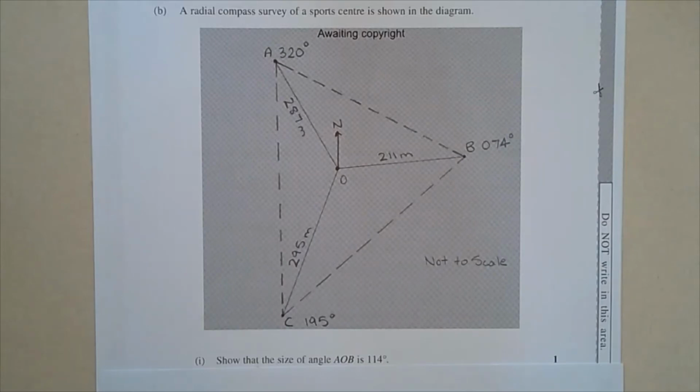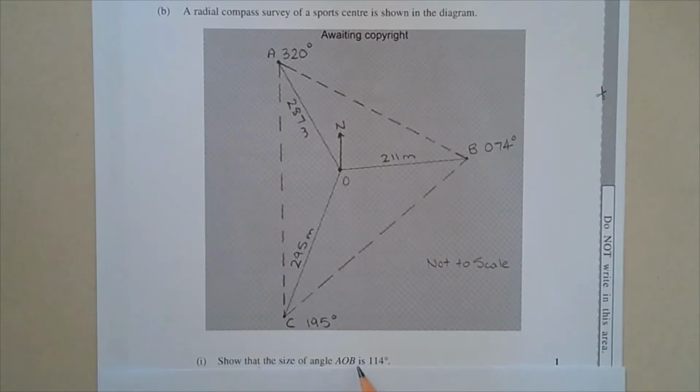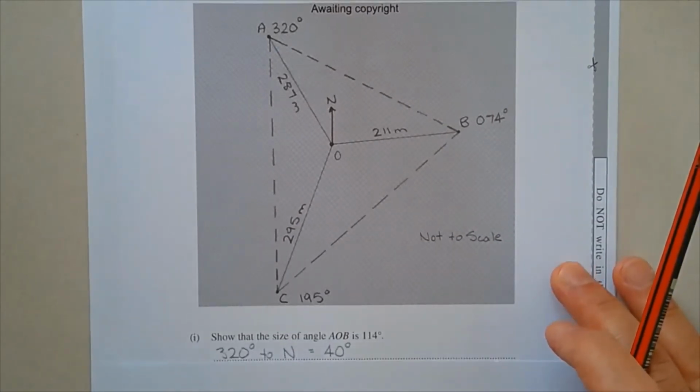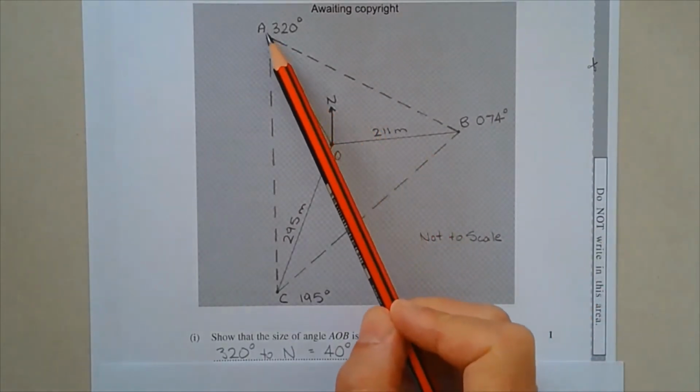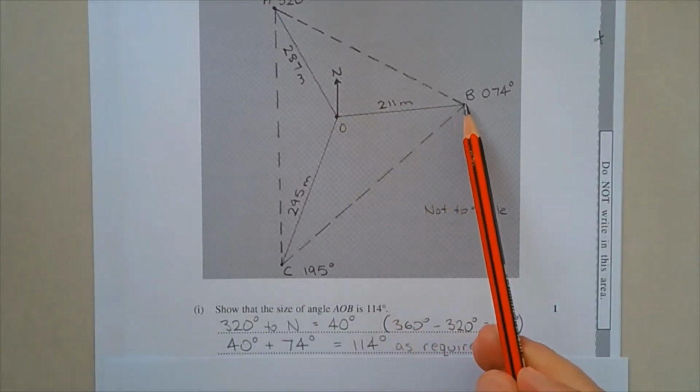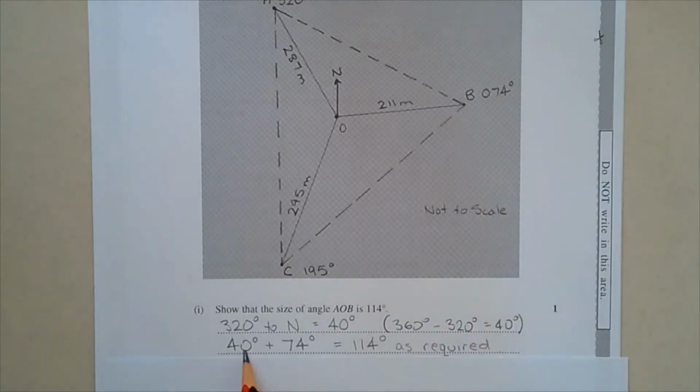Question 28B. A radial compass survey of a sports centre is shown in the diagram. Part 1. Show that the size of angle AOB is 114 degrees. So firstly, let's consider the angle between A and north. So from 320 to north is 40 degrees. The way we can work that out is 360 degrees minus 320 degrees is equal to 40 degrees. Next, from north to point B is 74 degrees, so 40 plus 74 is equal to 114 degrees as required.